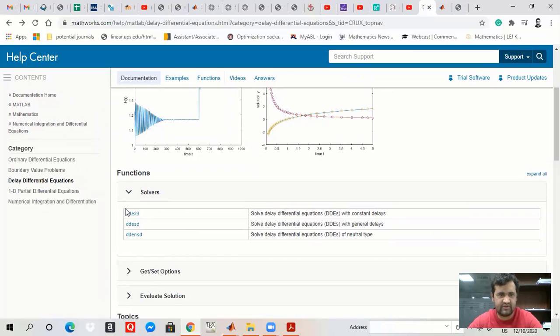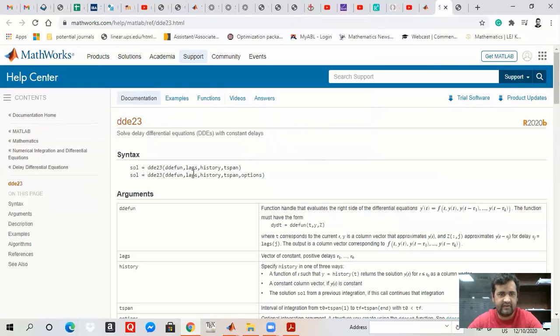So let me choose one of the solvers, say for instance DDE23 for delay differential equations with constant delays, and here is its syntax. It demands that you write down the code for the given delay differential equation, and then of course you have to introduce the delays, the lags, and write down the code for the history function, and then you can set some interval where you want to integrate your delay differential equations.